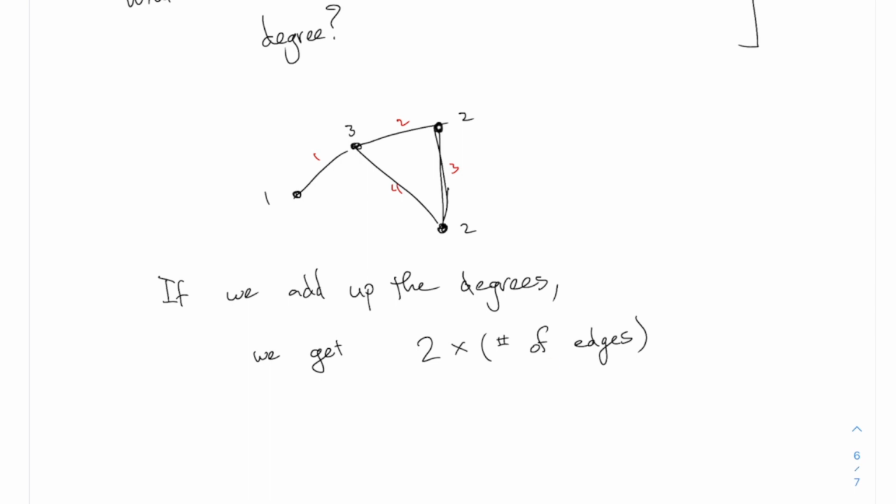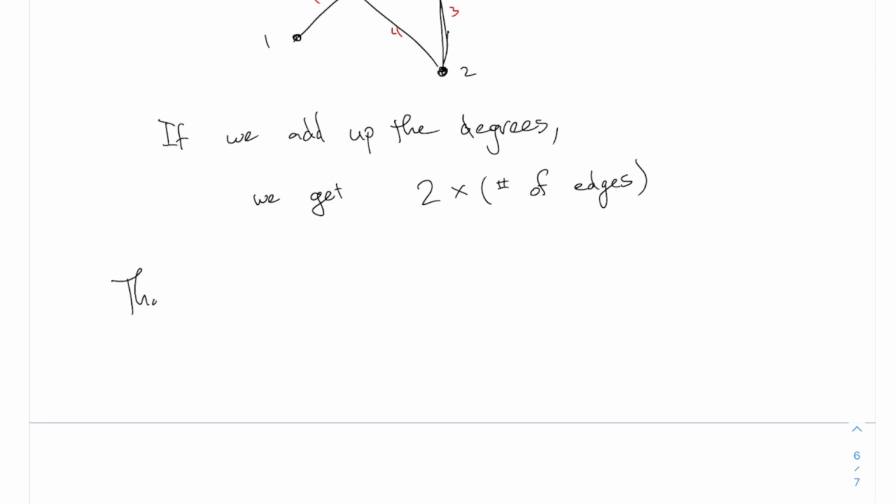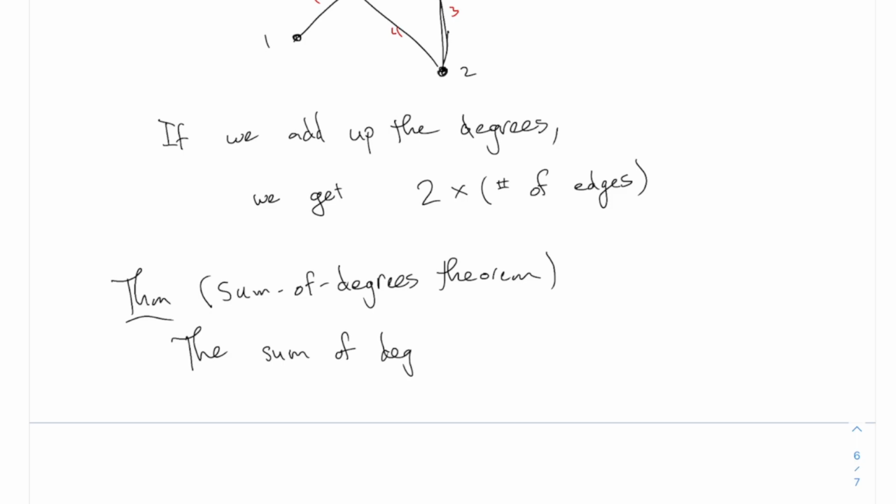So that's why this is true. I'm going to write this as a theorem. This is called Euler's sum of degrees theorem. This doesn't really have a better name than that. And it says what I just said: the sum of degrees equals 2 times the number of edges.